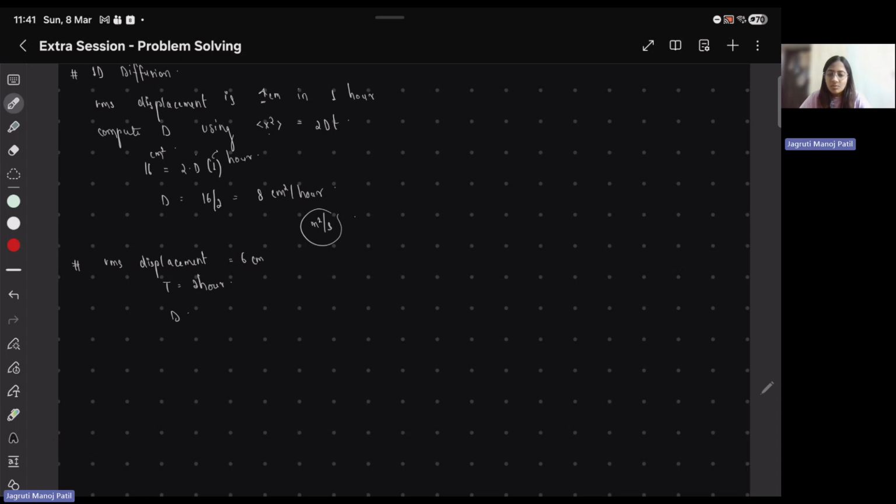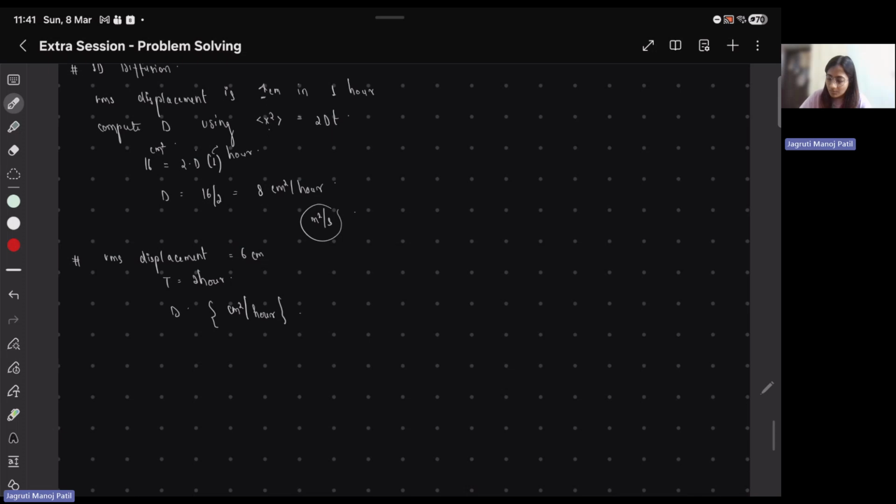So you utilize the same formula that we used before, x square is equal to 2Dt. We'll get the diffusion constant here and write the units of it. I'm just following the units that I have in the question here. So that would be centimeter square per hour.